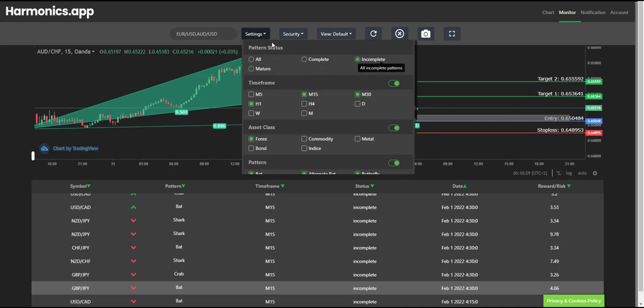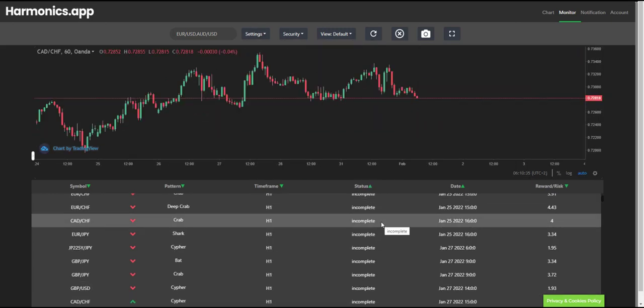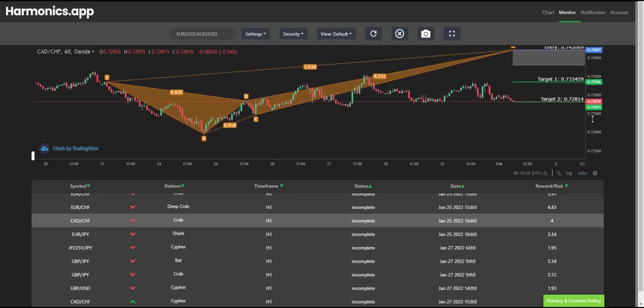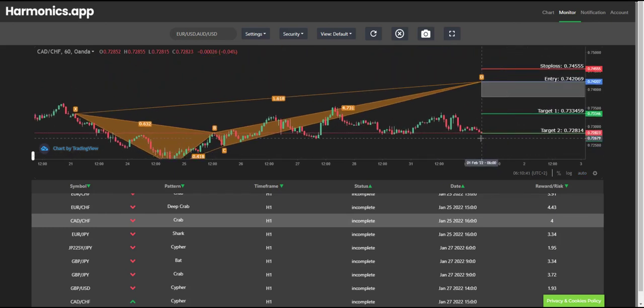I will change this in settings and I will select only incomplete without mature. Incomplete pattern means that this pattern will not reach the D point, and that means the current price is very far from the D point.